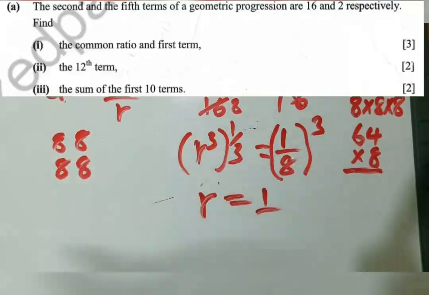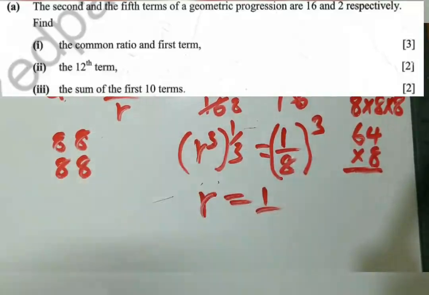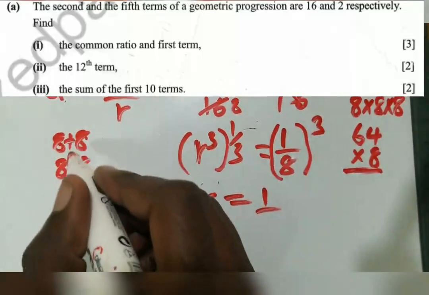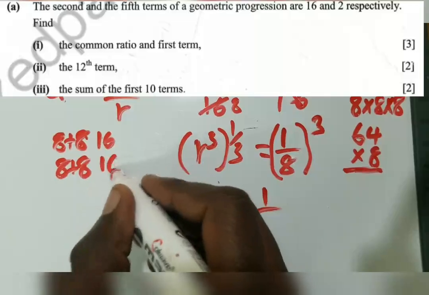8 should come 4 times. How many 8 here? There are 4. So let's try this: 1, 2, 3, 4. There are 4. So how many 8 can you get when you add those 4 8s? So we are going to say 8 plus 8 is 16. Even here it is 16.